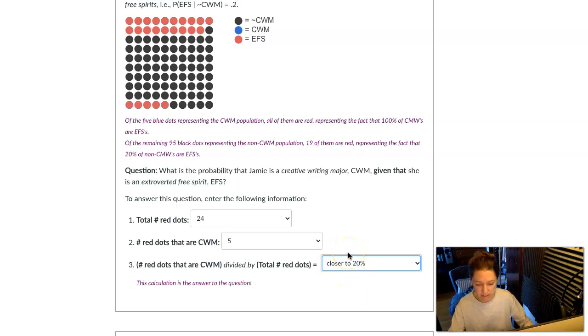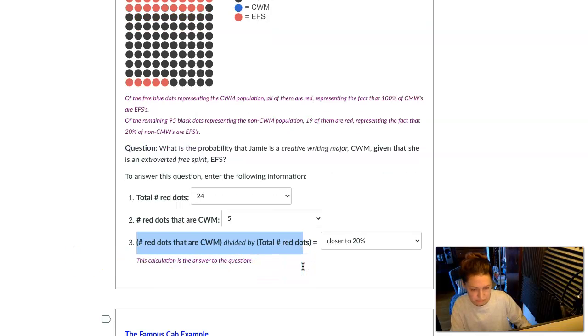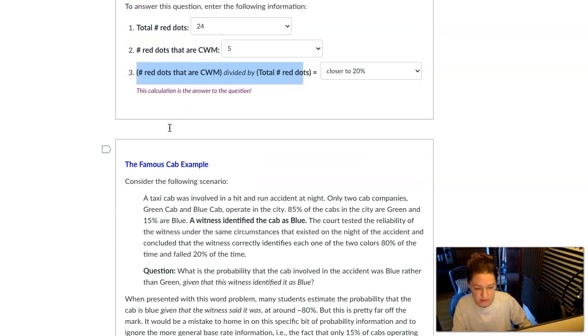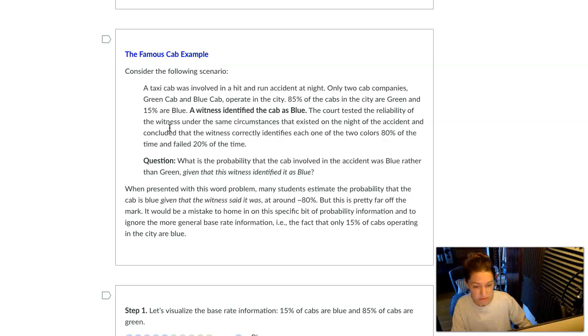Okay, so that's how we figure out the probability. What are the odds that this person is in both camps, has this kind of personality and is a creative writing major, divided by the probability that anyone has this kind of personality type, gives us the answer to our question. And again, you might have had different numbers, but the idea is the same, right? So hopefully this helps you whichever question you get.